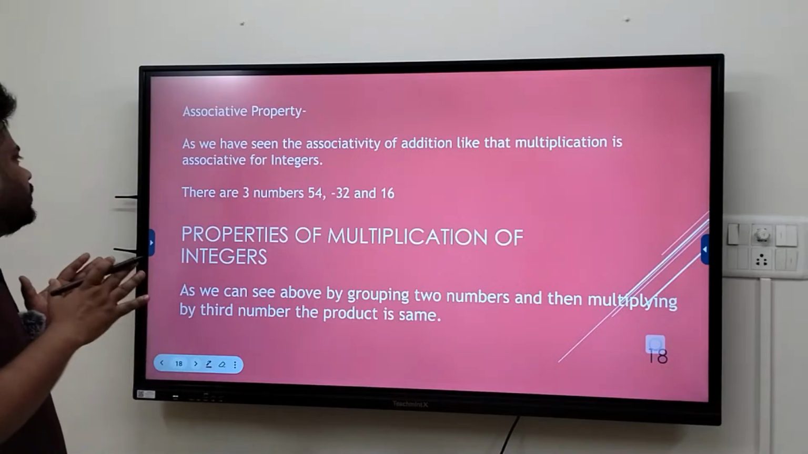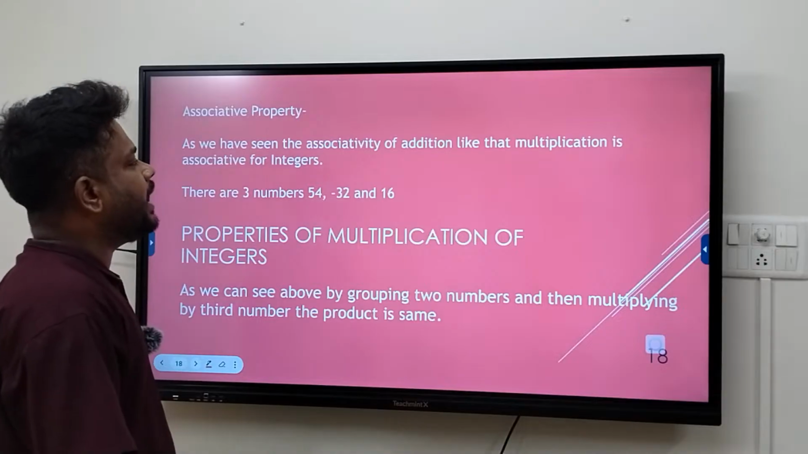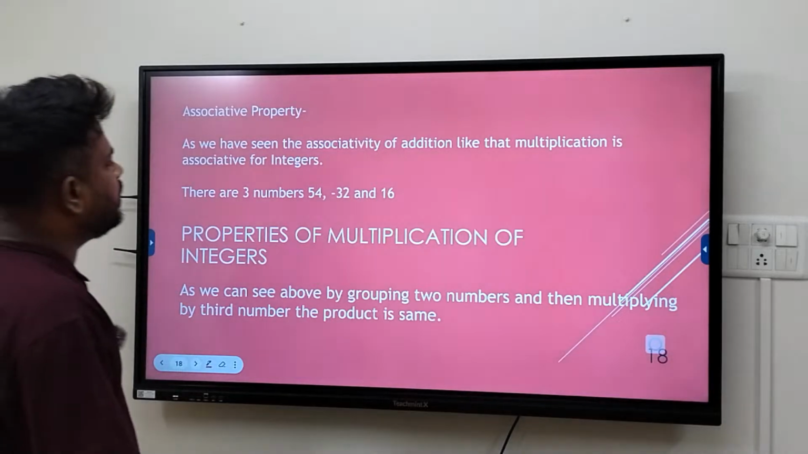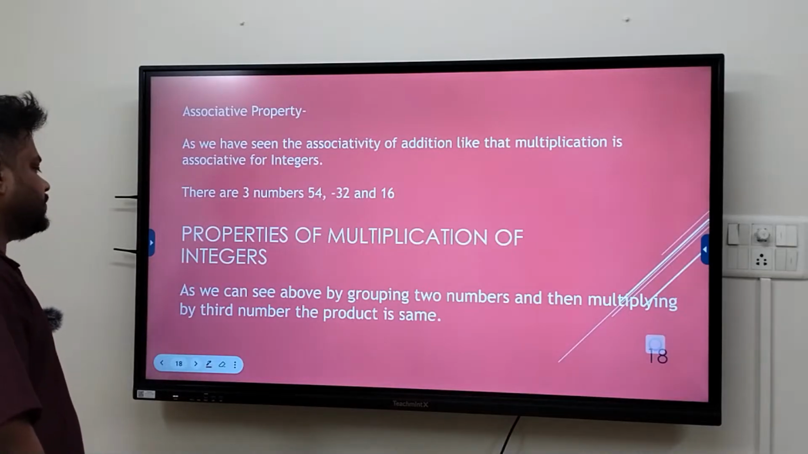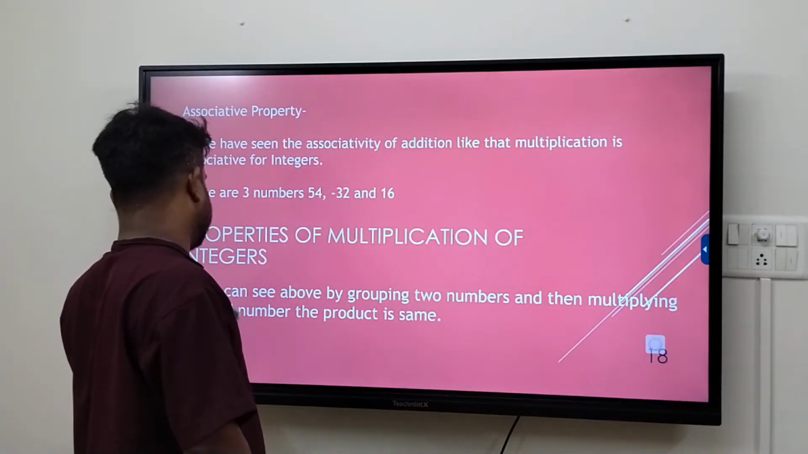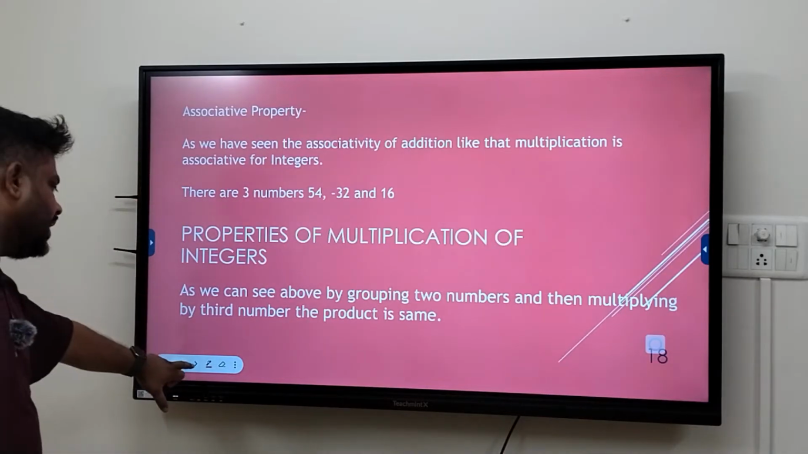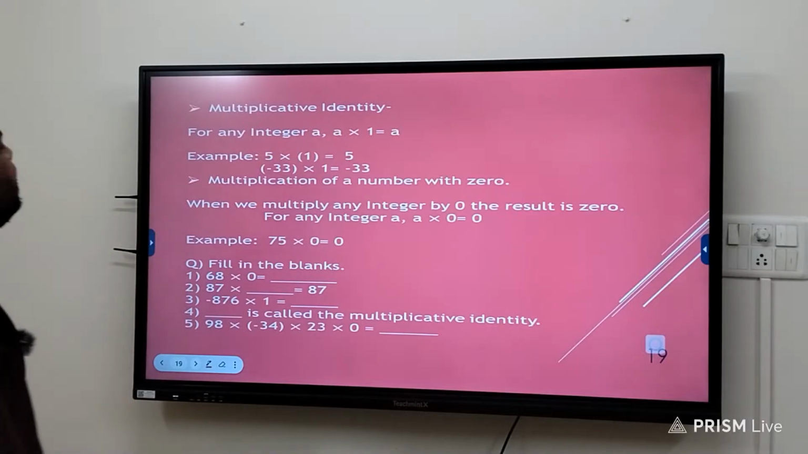Now we are going to discuss the associative property. As we have seen the associativity of addition, like that multiplication is associative for integers. There are 3 numbers, 54, minus 32 and 16. Properties of multiplication of integers, as we can see above, grouping 2 numbers and then multiplying by the third number, the product is the same. Okay, so the last one was the question, and they are trying to verify it by doing some operations.